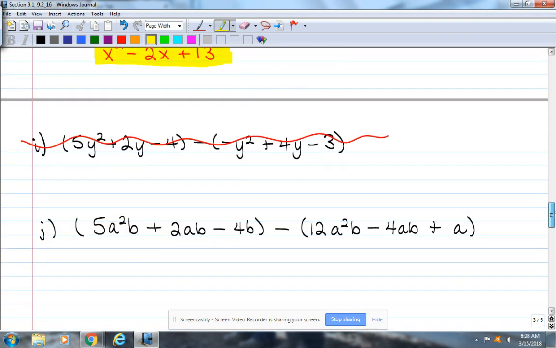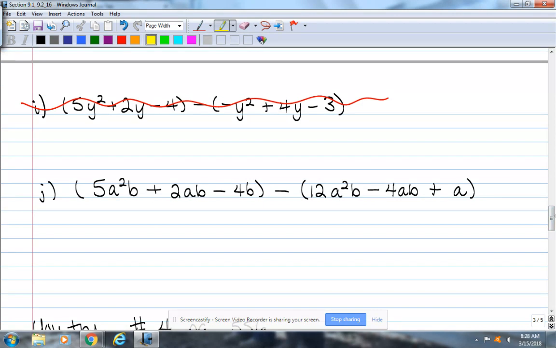We're going to skip this one. Let's do this J because the variables are different. Those are A's and B's, not 6's. So sometimes the same problem gives you more than one variable.